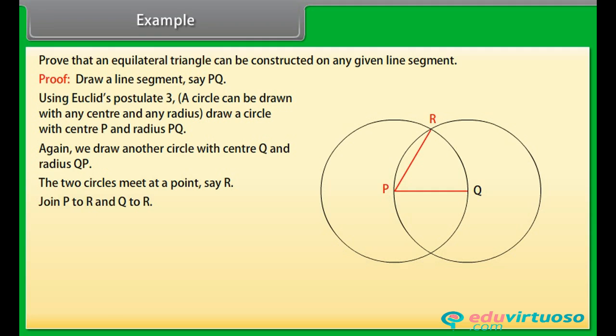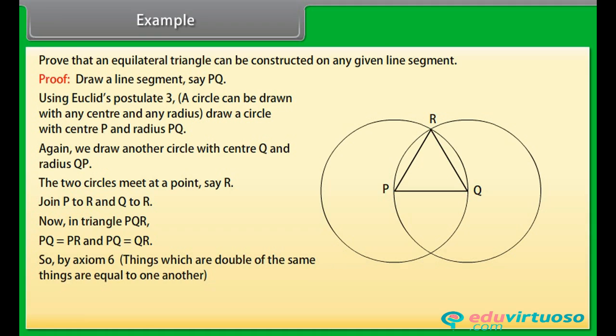Join P to R and Q to R. Now, in triangle PQR, PQ is equal to PR and PQ is equal to QR. So, by axiom 1, things which are equal to the same thing are equal to one another, we get PQ = QR = PR. Hence, triangle PQR is an equilateral triangle.